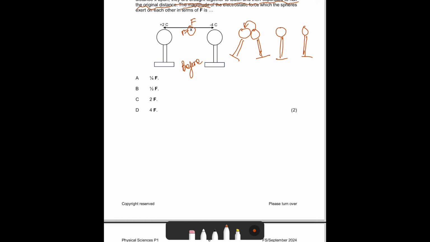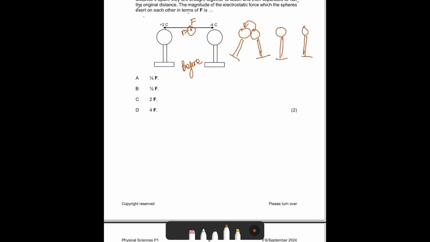All right, the magnitude of the electrostatic force is in terms of F. Okay, let me erase that. I can't hear what is happening there. Now, let's go back. I didn't read it properly.